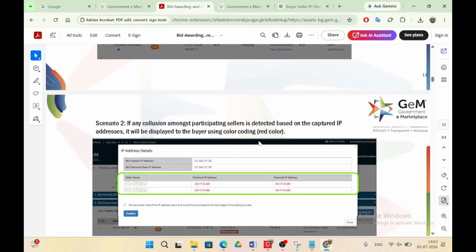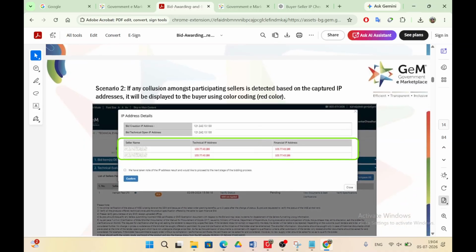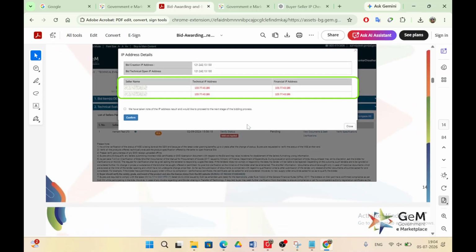If two sellers' IP is matching among themselves, then it will show red color, which indicates possible collusion among participating sellers. So please remember that IP address matching is a warning signal and it may show possible collusion. Then buyer should carefully evaluate the facts, record the reasonings and take a careful decision in proceeding further when this type of color coding is shown to him.